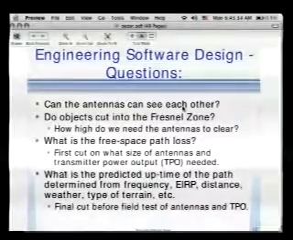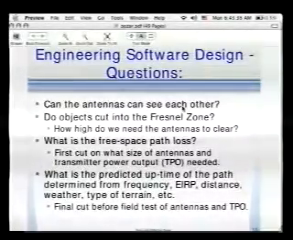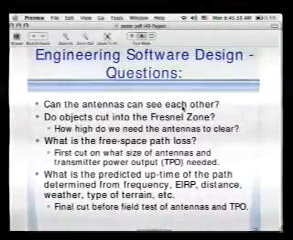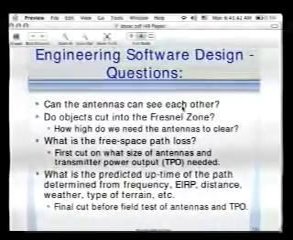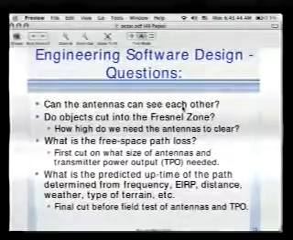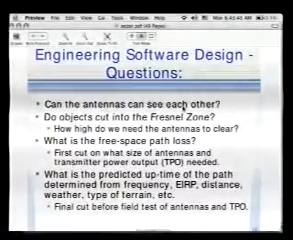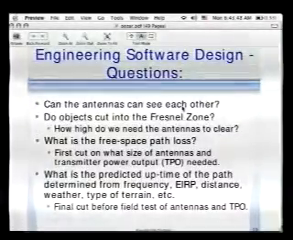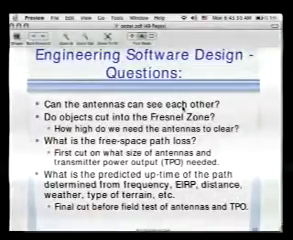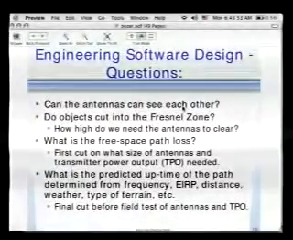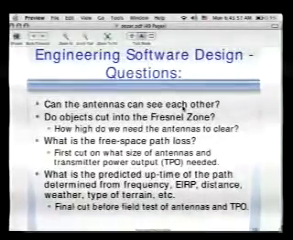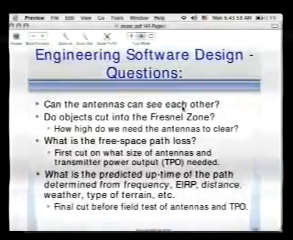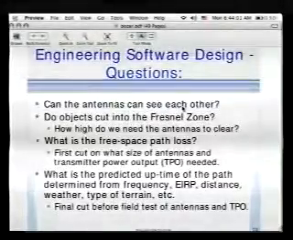When you start working with the engineering software to do this, these are the questions you're going to be asking that software: Can the antennas see each other? We're going to go into this a little bit later. Do objects cut into the Fresnel zones? Again, we'll talk about that in later slides. What's the free space path loss? What's the predicted uptime of the path, determined by the frequency, effective radiated power, distance, weather, type of terrain, and such?